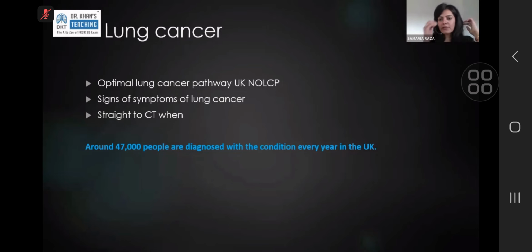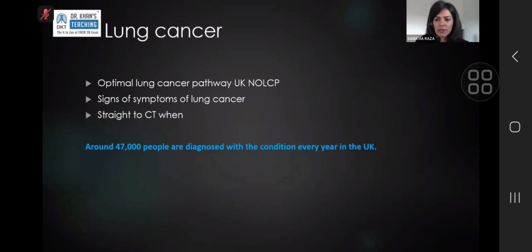Hemoptysis with a cause like bronchiectasis or infection is very common, and that is not suspicious for lung cancer. Unexplained hemoptysis in men, or adults, over 40 years of age is higher risk.